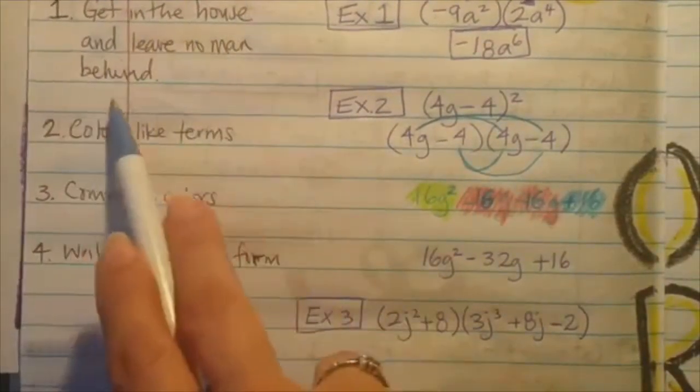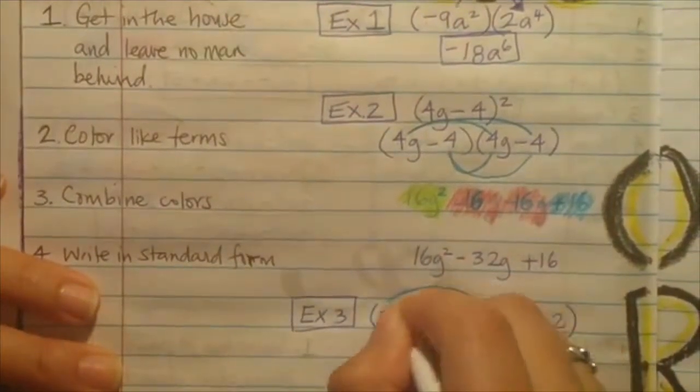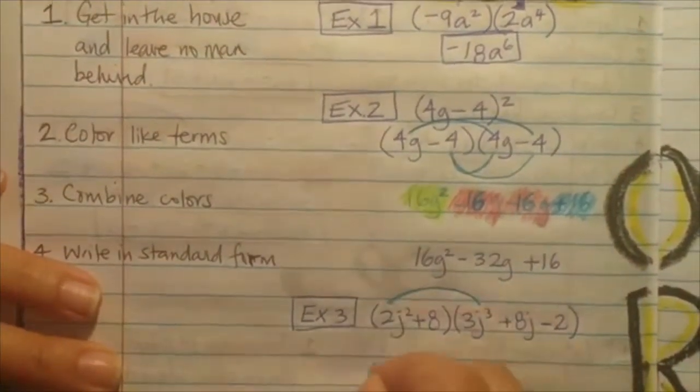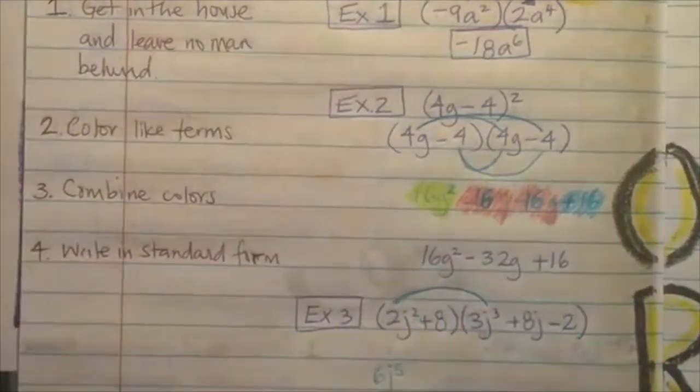Now, we're going to get in the house and leave no man behind. So let's go ahead and do that. 2j squared gets in the house. So you multiply, it's going to be 6j. And you just add the exponents. So j to the 5th power.